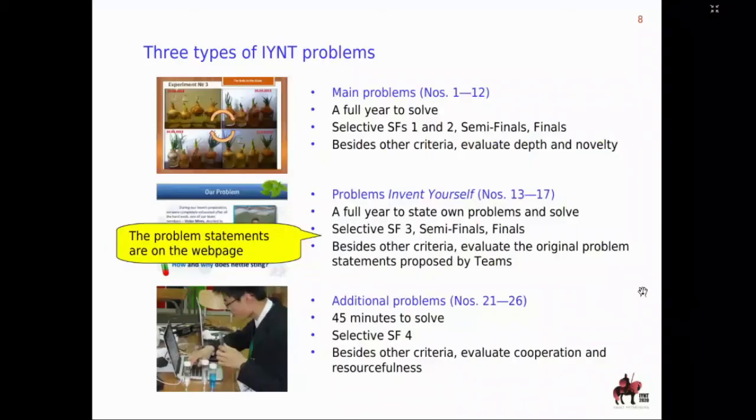We have 3 types of problems in the IYNT: main problems, known in advance; problems invent yourself with the original statements by the teams. You can already check the problem statements on the webpage. The PDF file is available for download. And finally, in the Fight 4, we have new problems, which are experimental, and which the teams will be solving during only 45 minutes of preparation time. Obviously, this will be an exciting experience, and in Science Fight 4, we need to draw attention to resourcefulness and cooperation of team members, which need to work in a very short time and with very limited resources.